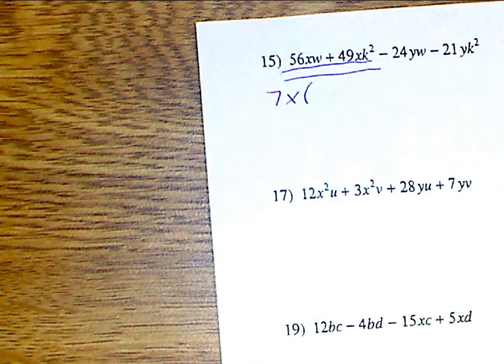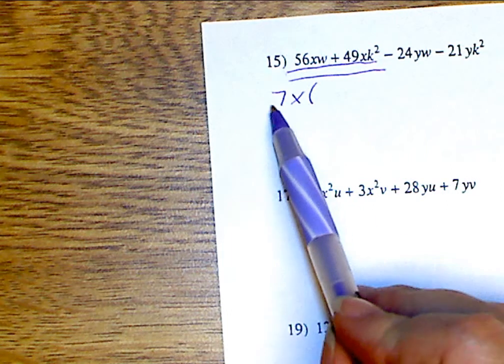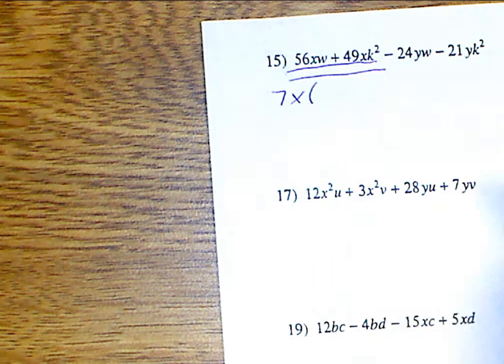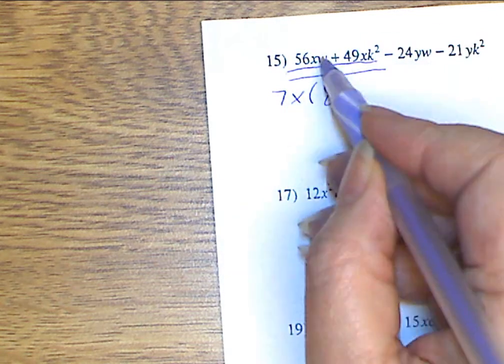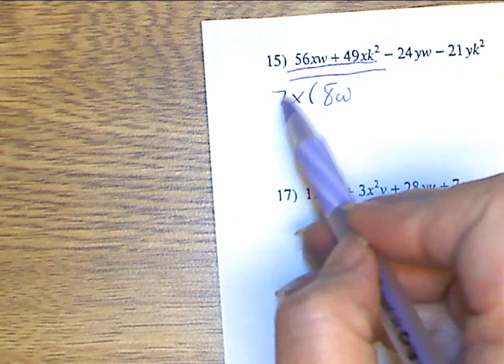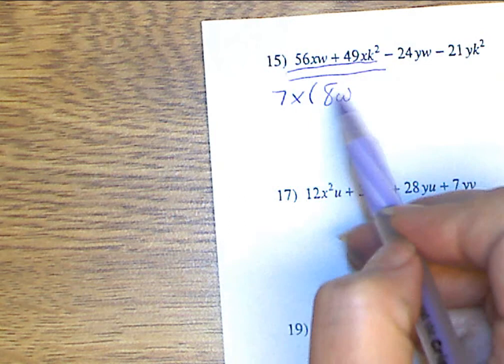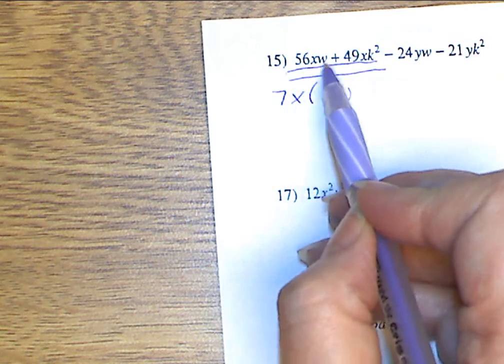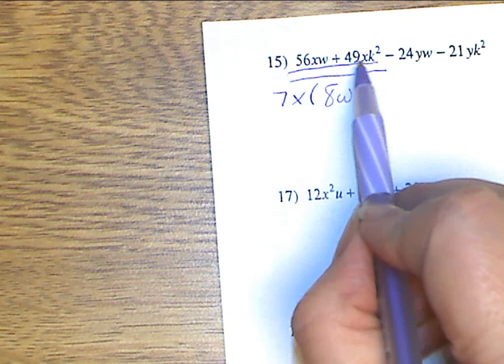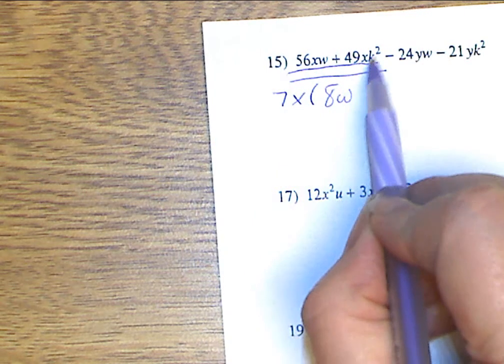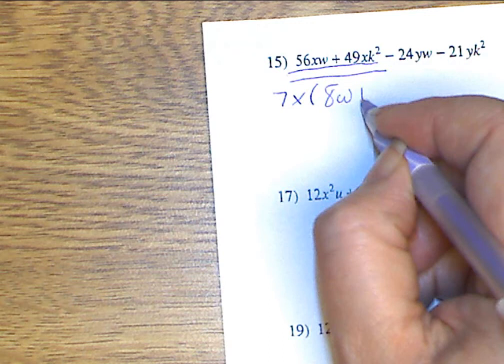So 7 times what gives me 56? 8. And then we need our w, so we need w. So 7x times 8w gives us our 56xw. 7x times what gives me 49xk squared? 7k squared.